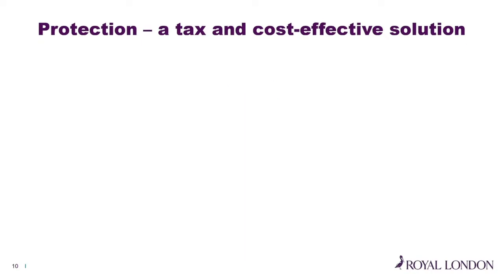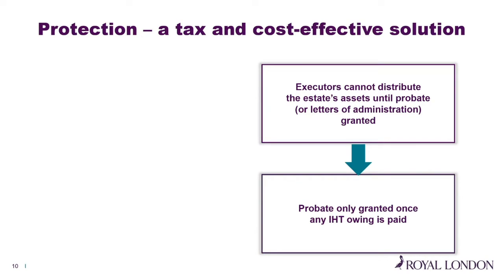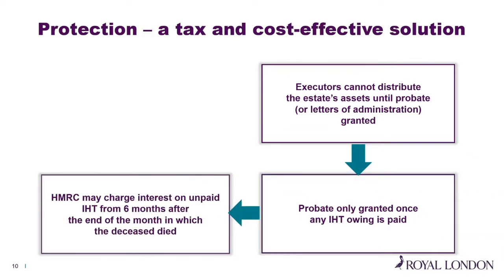But over and above providing the money to pay part or all of the IHT bill for your beneficiaries, what other role does whole of life play? Well, it's important to understand that executors, who are responsible for dealing with a deceased person's estate, can't distribute the estate's assets, which is their main job, until probate is granted. And the issue here is that HMRC will block probate until they've been paid the IHT. And if you don't pay them within 6 months, interest will be charged.